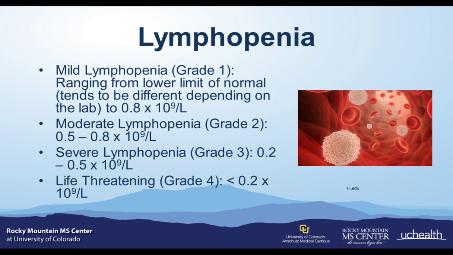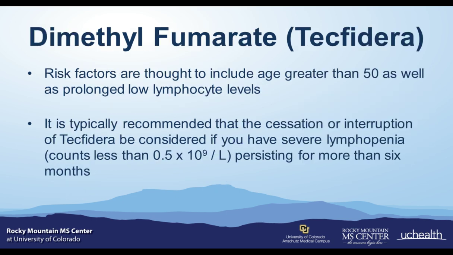So if we go back to the cases that had PML on Tecfidera, we said most of them were moderate to severe, so between 0.5 or 0.8 and 0.2. So circling back, risk factors other than the prolonged low lymphocyte levels in Tecfidera are thought to be an age greater than 50 as well. The company that produces Tecfidera recommends that you should consider stopping or interrupting the Tecfidera if you have severe lymphopenia that has been persistent for more than 6 months. And again, this is a level less than 0.5.